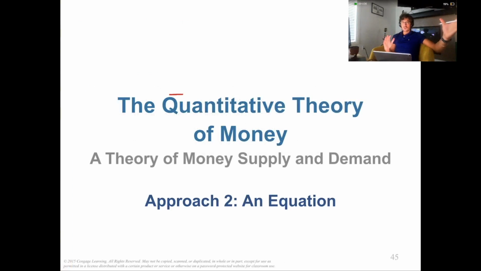So now let us present our quantitative theory of money by using another approach. Before, we used a graphical approach. Now we are going to use a more formal approach that makes use of an equation. Okay? In particular, the quantity equation.